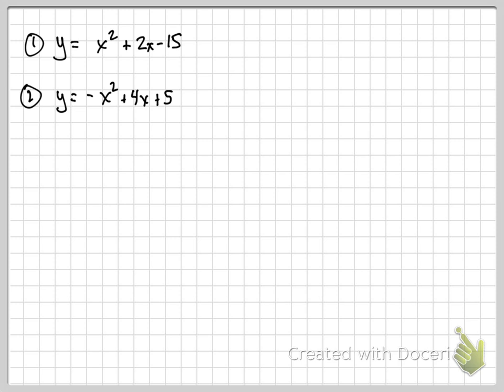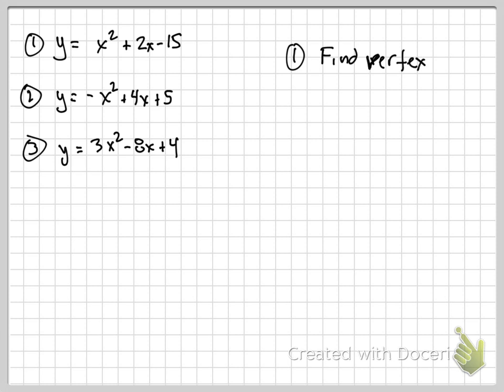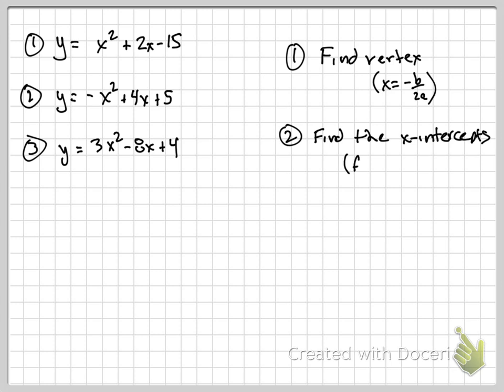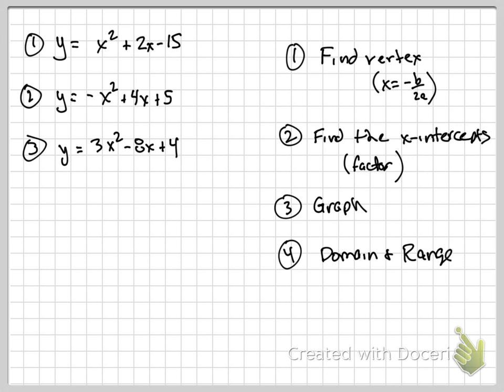And then you guys get started on that one because I'm going to pause this and come up with a number one. Work. Number one, you're going to find the vertex. That's when you go x is equal to negative b over 2a. Number two, you're going to find the x-intercepts. And by that, you're going to factor. Number three, you're going to graph. And number four, you're going to find the domain and the range. And that's what you're going to do. Okay?